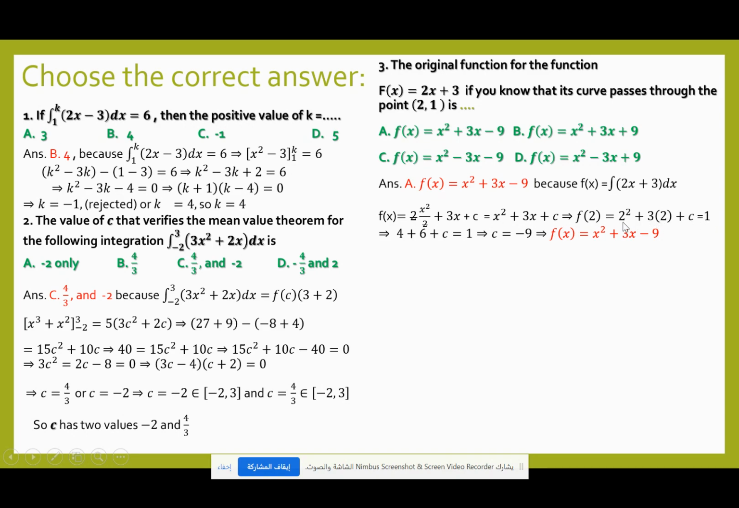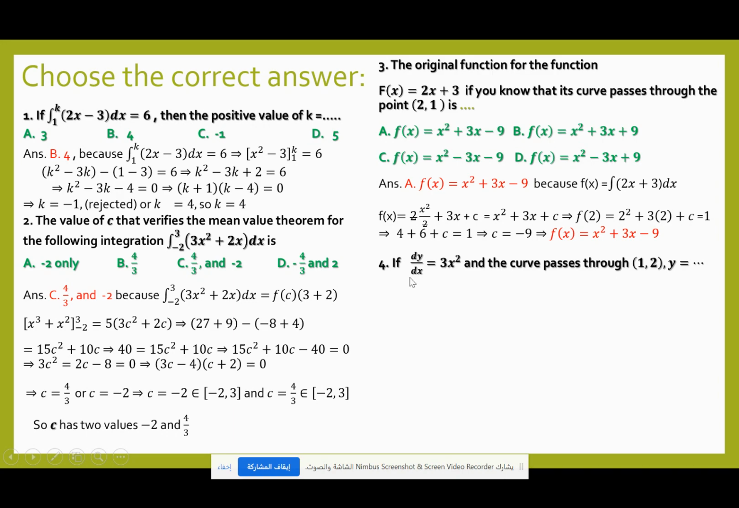So come on, let's evaluate it. This will be 4 plus 6 plus c equals 1, which is 10 plus c equals 1. Take 10 to the other side. That makes it 1 minus 10, which is negative 9. So the right choice is going to be A, which is x squared plus 3x minus 9. Now let's go to number 4.